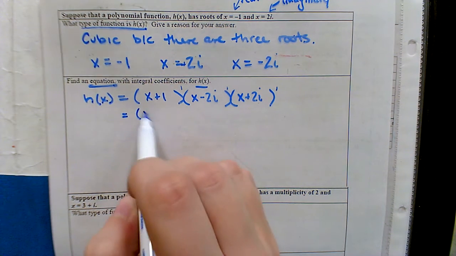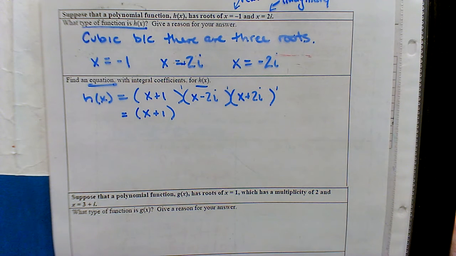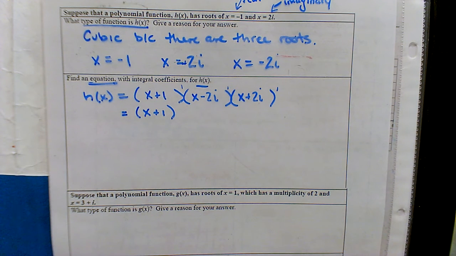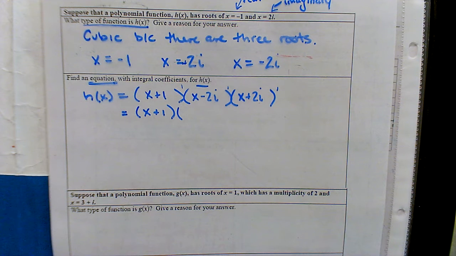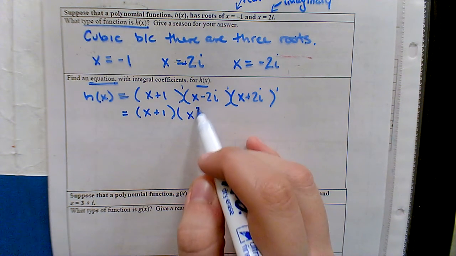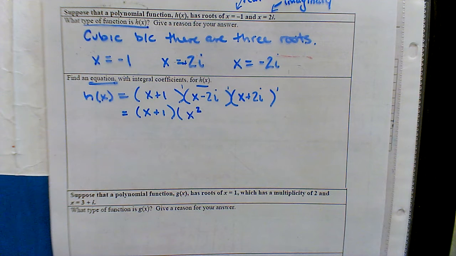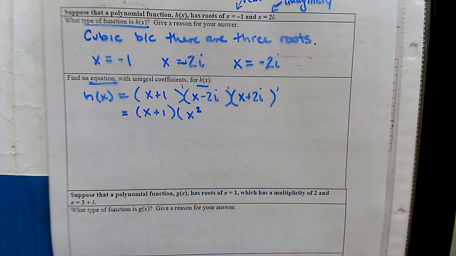So what I would personally do first is multiply the imaginaries together, because some interesting things are going to happen there, not to give too much away, but it's going to simplify to something nice for us. So if we're going to multiply these two together, we're going to go through a distribution or a FOIL process. We have x times x, which is x squared. How would you want to write x times 2i?